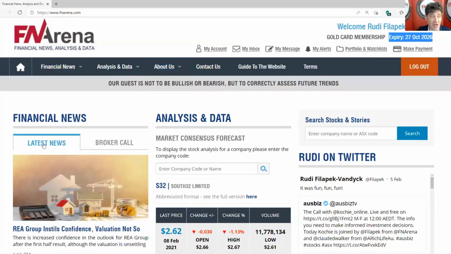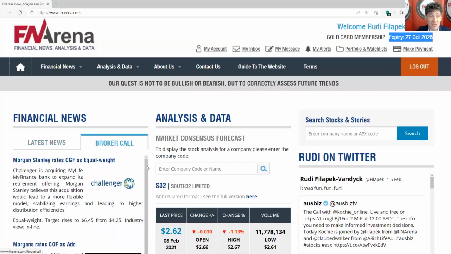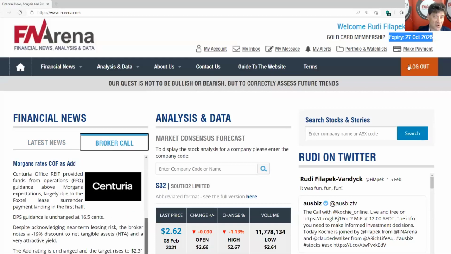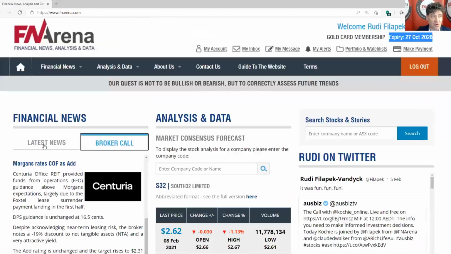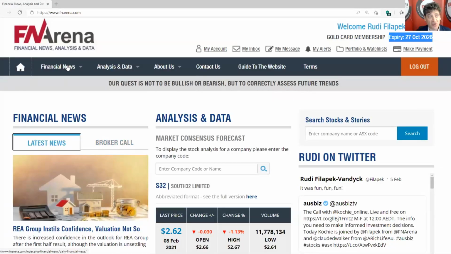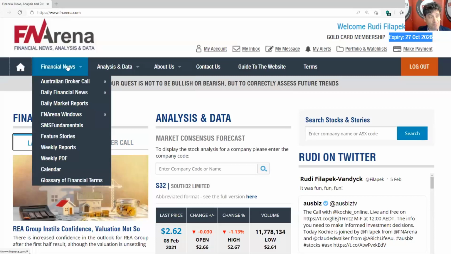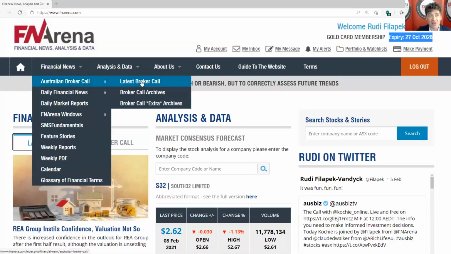For example, we have latest news here, and we have excerpts from the broker call, just hiding behind it in a different tab. And you can scroll down, because I've enlarged it so much, I don't get them in the screen, but I could access the broker call of the day, or at least the latest edition, with this link here. But I don't have to go all that way. I can simply go to the top where it says Australian broker call, and this immediately leads me to the last report we have published.